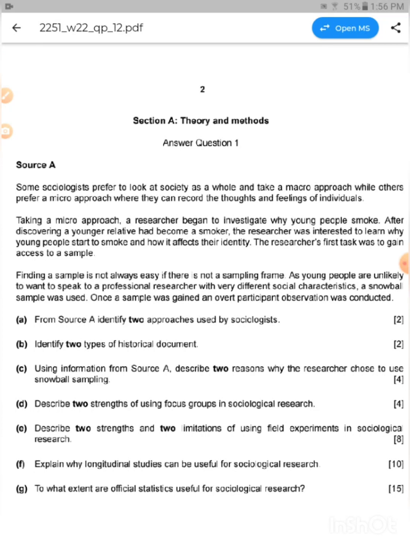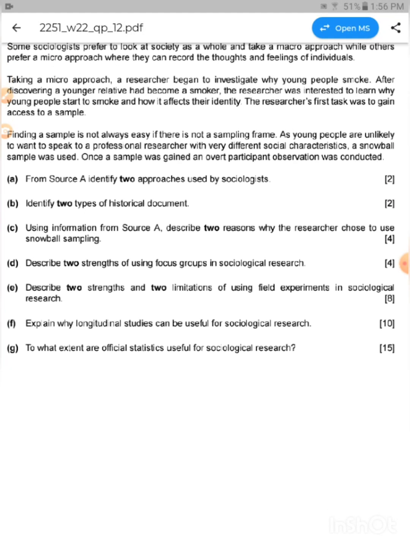You have parts A, B, C, D, E, F, G, and the marks are divided from 2 up to 15. So 15 will be an extensive essay that you are going to write. We are going to discuss it further in a later video.